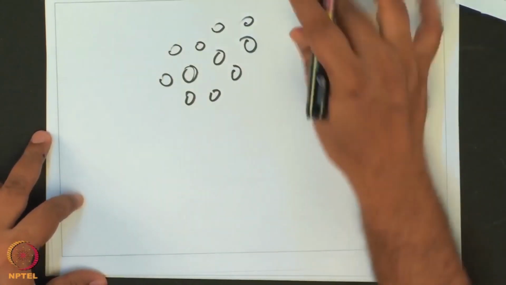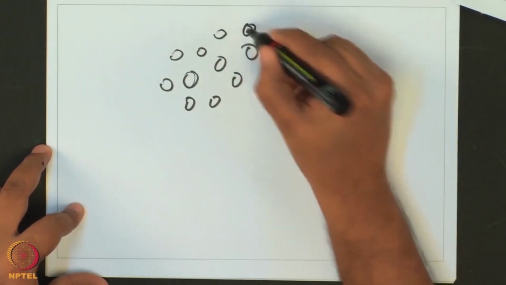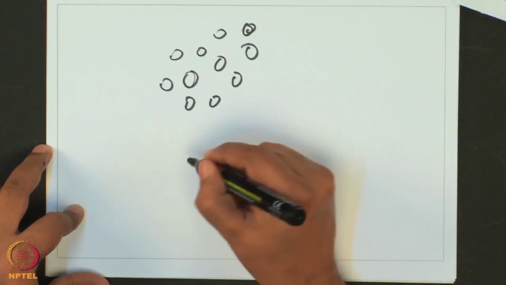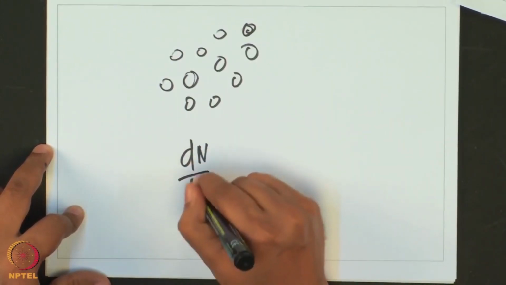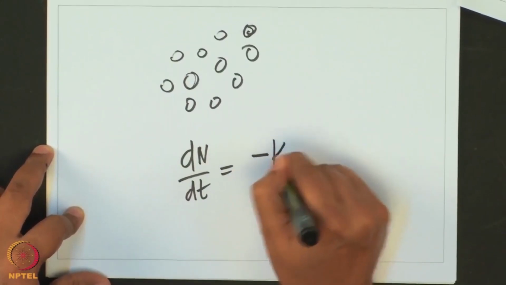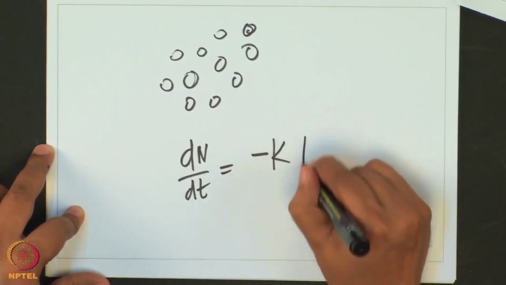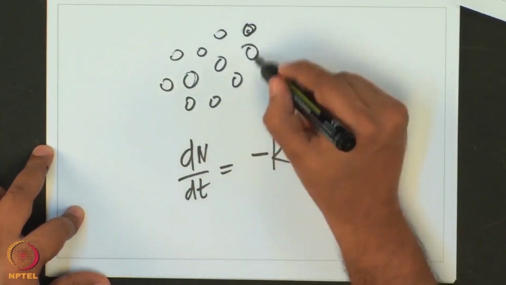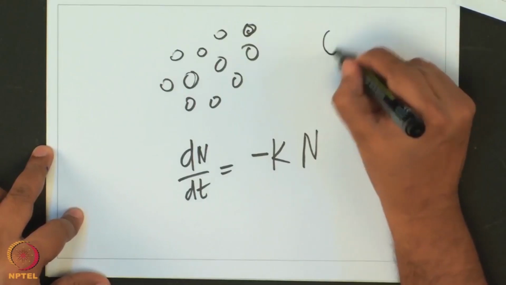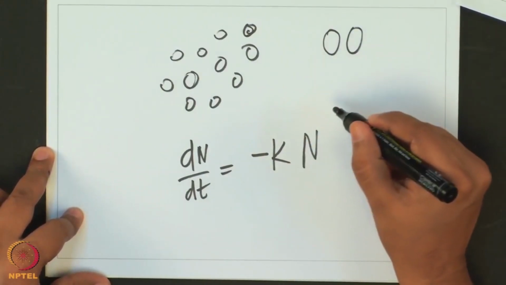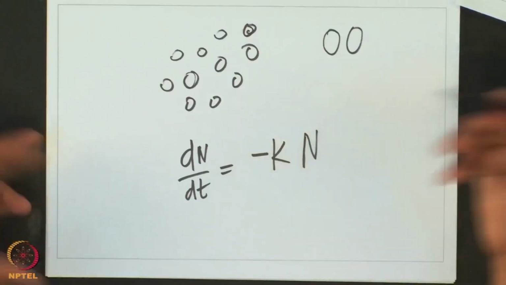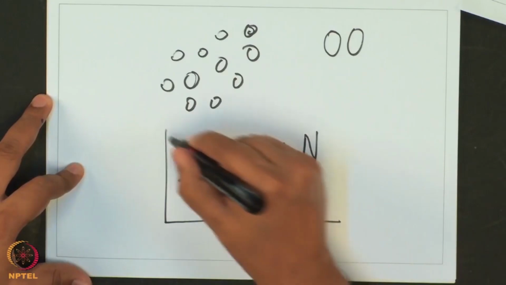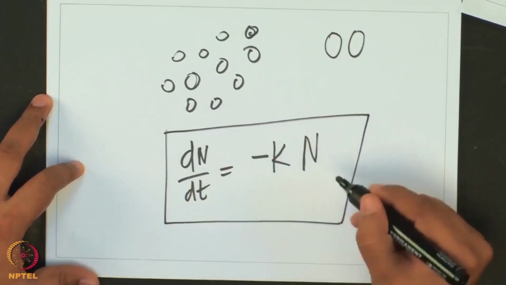The more the cells, each of them can die with some rate k. So we would write a similar equation, dn by dt. How would this change? This would decrease, minus k times n, because the more the cells, the more can die. If there are only 2 cells, only those 2 can die. But if you have 100 cells, all 100 can die, or a good fraction of them can die. So if I write similarly for death, I would get a similar equation with a minus sign.